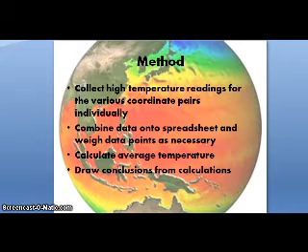The method we'll be using to collect this data will be first to collect the high temperature readings from the various coordinate pairs individually, as in each person in our group collects some data, and we'll then combine it all onto a spreadsheet and weigh the data points as necessary. Then we will calculate the average temperature using this data and draw conclusions from those calculations.